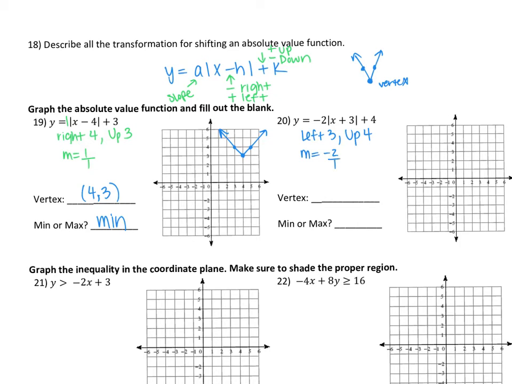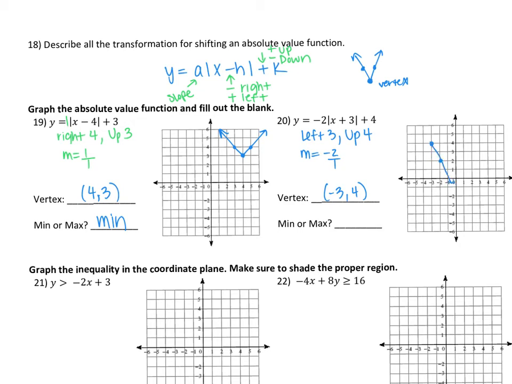All right, so let's start with plotting our vertex. So we're going to go left 3 on the origin, and then up 4, so right about there. So that's going to be -3, 4. Now to use our slope here, we're going down -2, so down 2 over 1, because that's a +1.